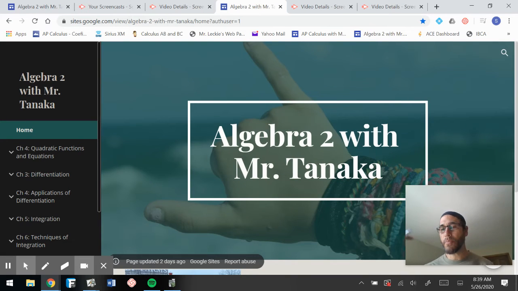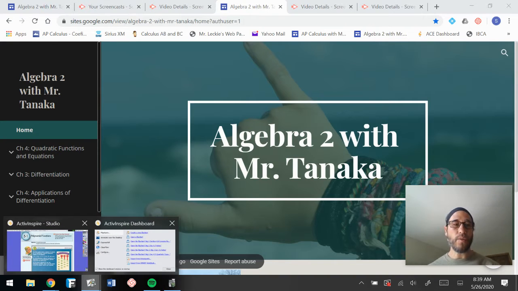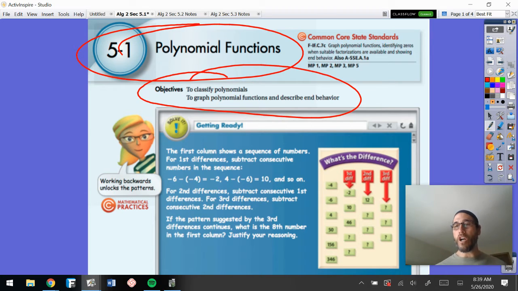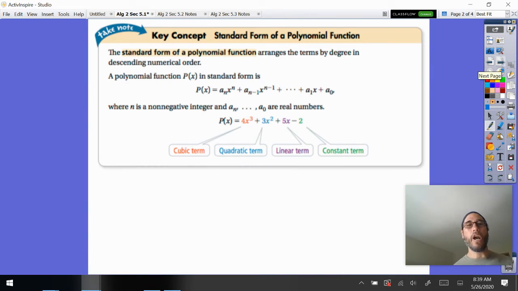Aloha class, Algebra 2. Today we are starting chapter 5, starting obviously with section 5.1, which is polynomial functions. All we're going to do here to start off chapter 5 is classify our polynomials and also learn about polynomials and their behaviors. So in your notes, make sure you take note of our title and always our objective. Okay, guys? All right, here we go.